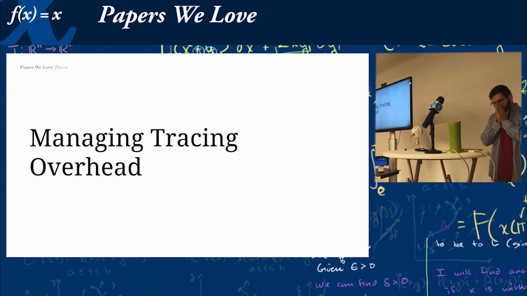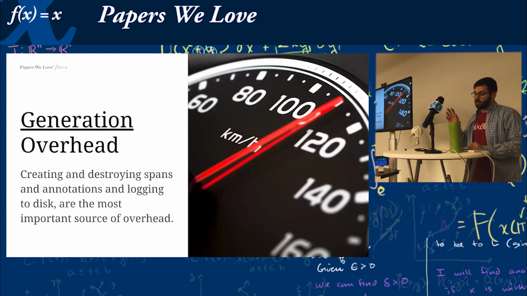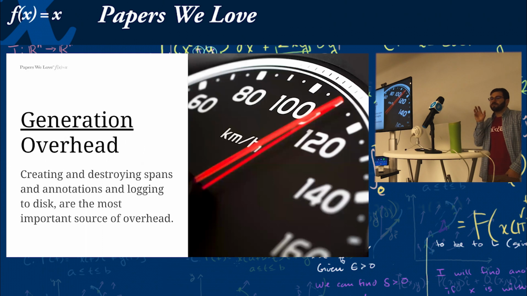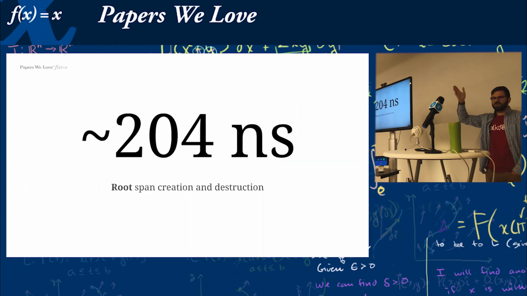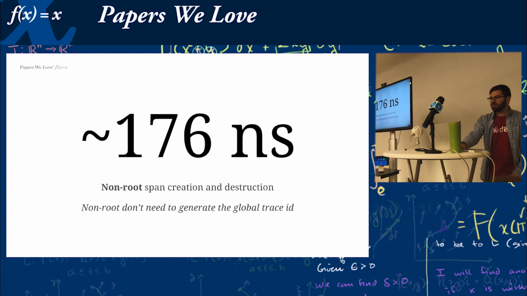So, creating and storing the spans, and logging them, is the most important source of overhead. They measured the time of creating a root span. The first one takes about 204 nanoseconds. It's cheap. Non-root spans take less time, 176 nanoseconds. So there's a difference because they don't need to generate a global trace ID.